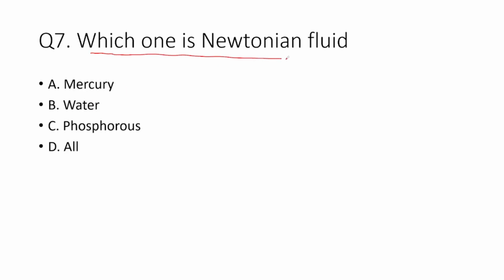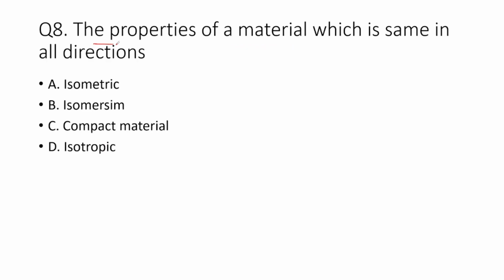Which one is a Newtonian fluid? Mercury, water, phosphorus, or all of these. So the correct answer is D, all of these. The property of a material which is the same in all directions is called isomerism, isotropic or isometric? This is isometric. So the correct answer is isotropic.